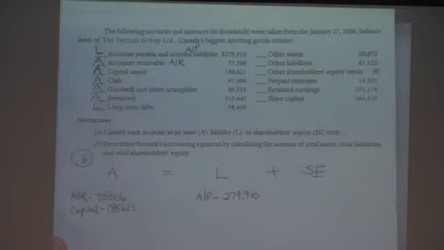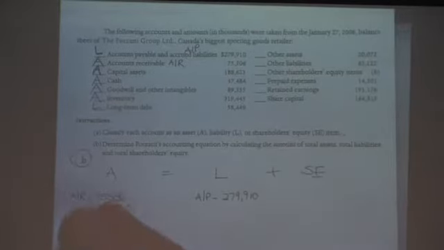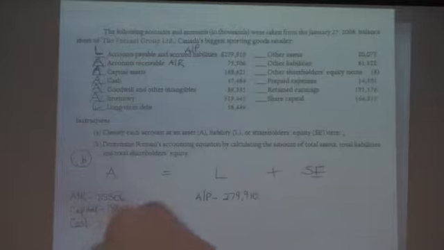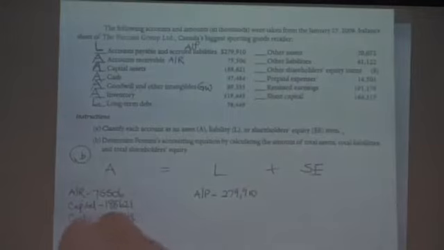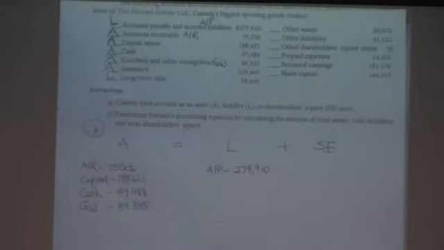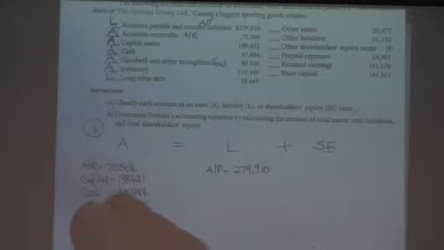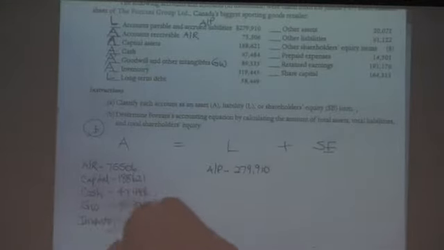Capital asset is definitely an asset. Okay, that one's 188,621. Cash is an asset, and that is 47,484. Goodwill, so I'll short form that as GW. Okay, goodwill is 89,335. Inventory is an asset, as we said earlier, and that one is 319,445.